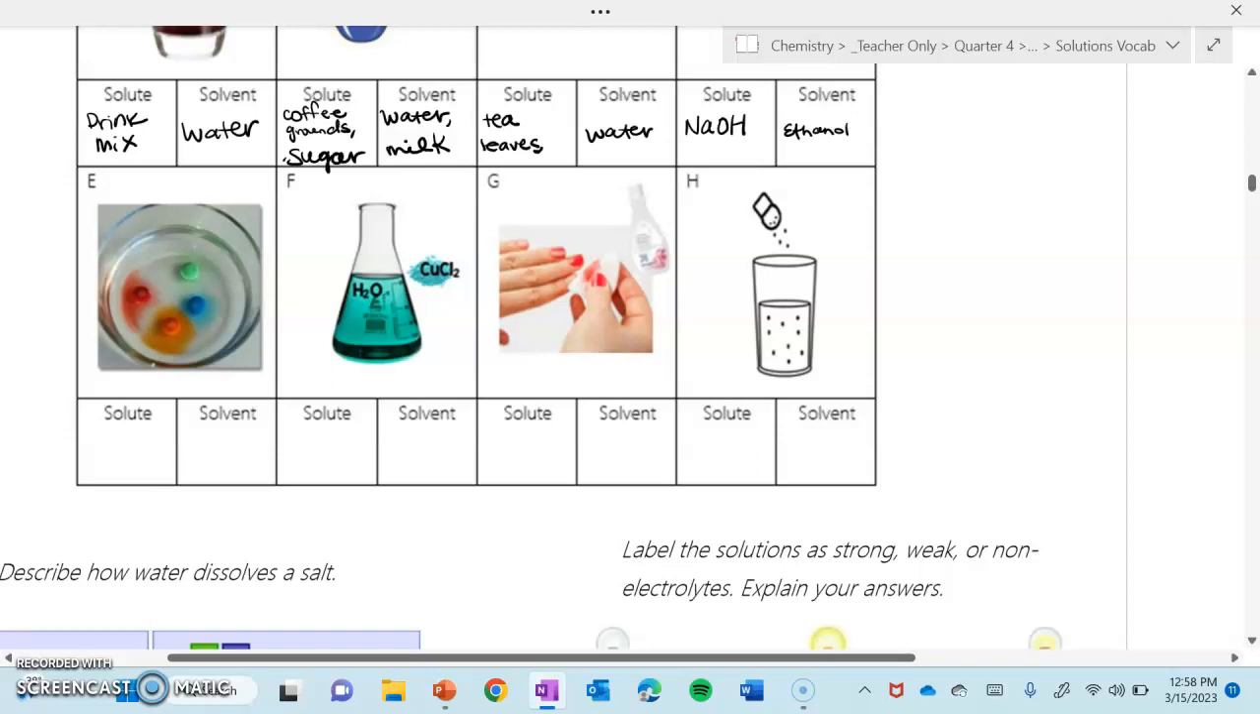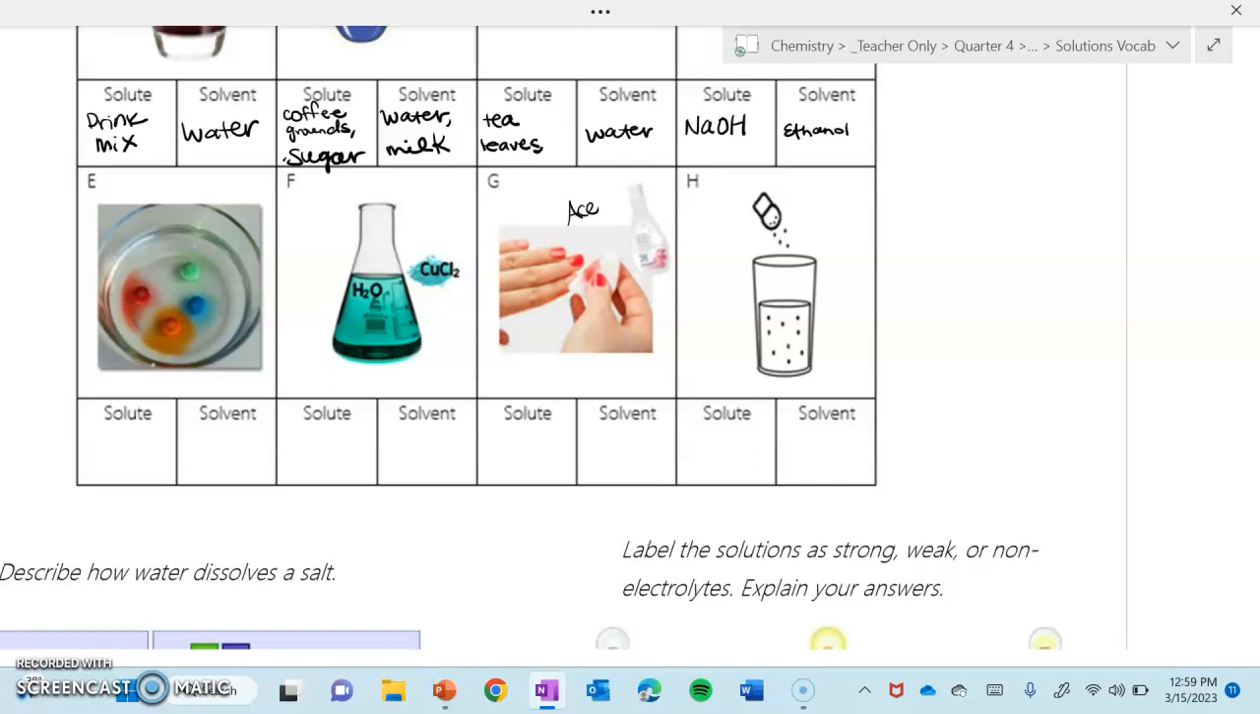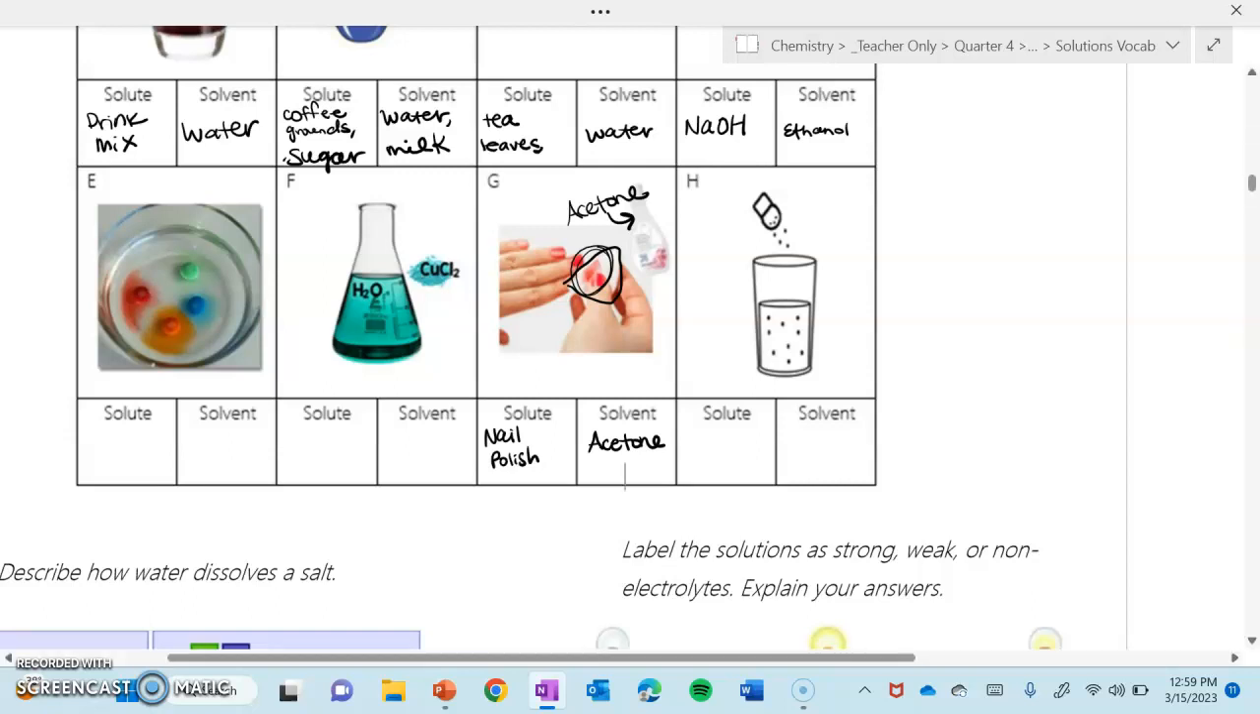Let's do one more together. Let's do G. So we've got nail polish on the fingers, and it looks like we've got nail polish remover, which is acetone. That's the chemical name of nail polish remover. So on this cotton ball or cotton swab, this has made a solution by dissolving your nail polish off of your fingers. So our dissolved particles now, that would be the nail polish itself, and the solvent would be acetone. I will let you do E, F, and H on your own.